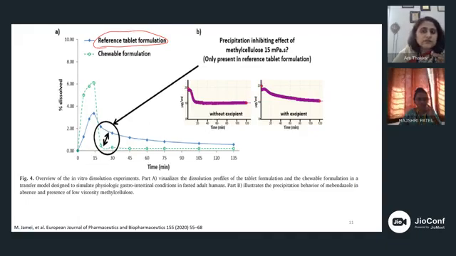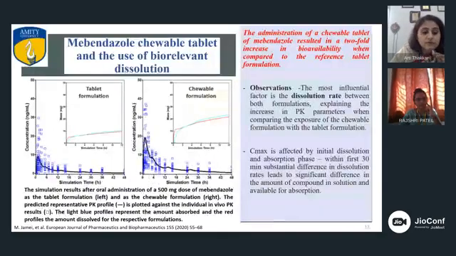And if you see, they have this again, they are just checking the precipitation inhibiting effect of this methyl cellulose, which is one of the excipients they're looking into, and which is actually impacting the dissolution of the drug. And if you see over here, they have without excipient how the drug is behaving, and with excipient, how the precipitation behavior of this particular drug is, because they have used this low viscosity methyl cellulose.